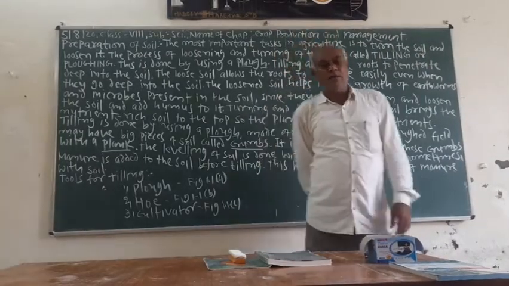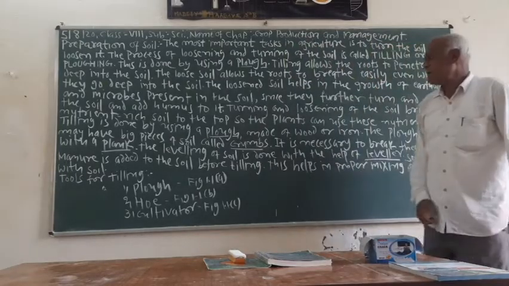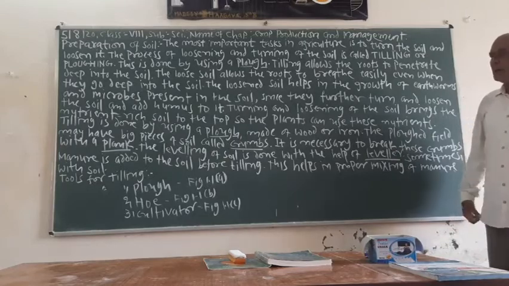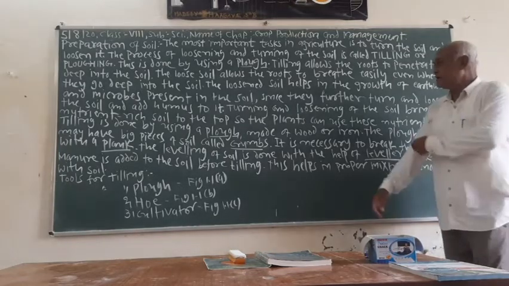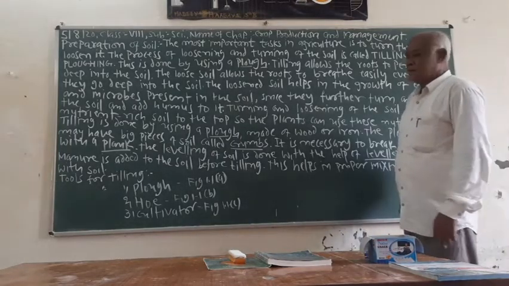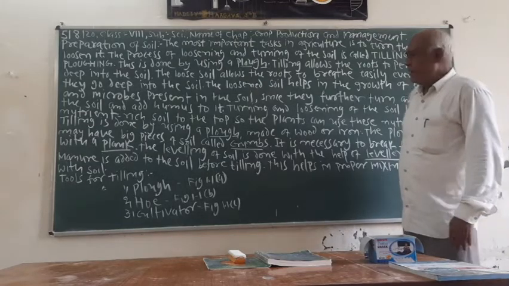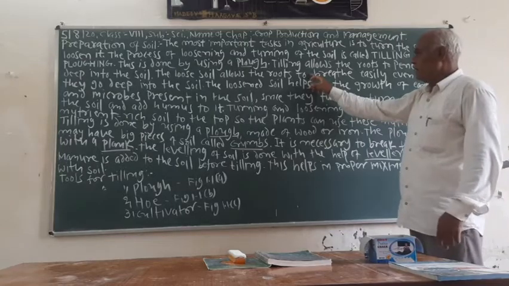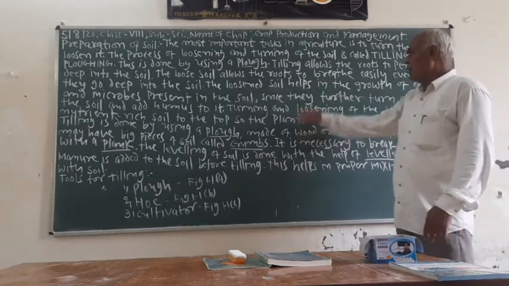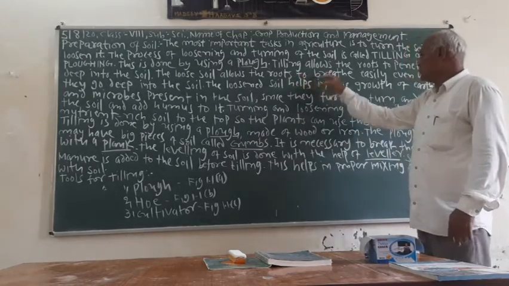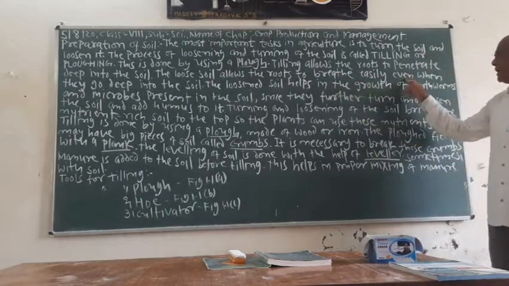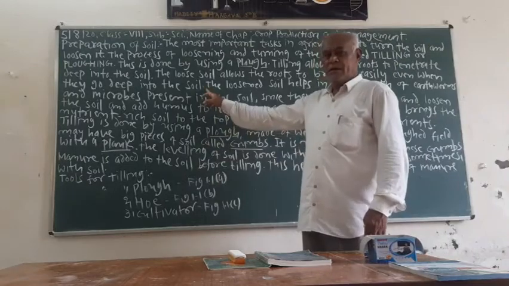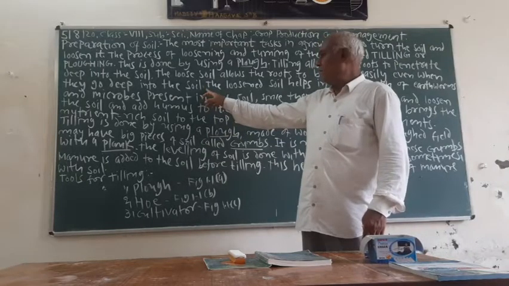The exchange of gases takes place because between the soil particles there is a space. This space helps in the exchange of gases. Therefore, the loose soil allows roots to breathe easily even when they go deep into the soil. This is the second advantage of tilling.